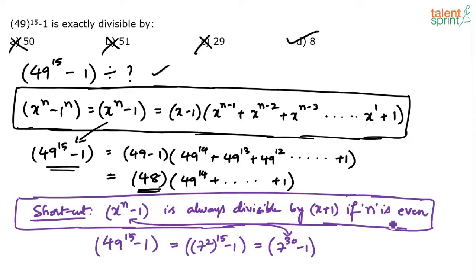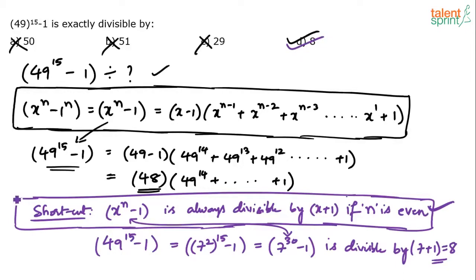N is equal to 30, it is even, right? Condition is satisfied. The power being even, condition is satisfied. So this is divisible by what? Divisible by 7 plus 1. What is 7 plus 1? 8. And that is why option D, 8 is the answer.